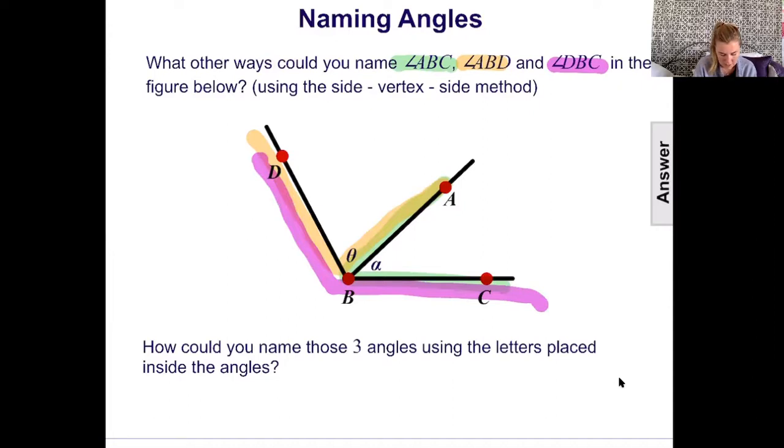So how could you name those 3 angles using the letters placed inside the angle? Well, you could call this ABC, you could also mix this up, and you could call it CBA, the same thing. So anytime you see something like this, you could name it the backwards way. So ABC could be CBA. The big thing is that B just has to be in the middle because it's the vertex.